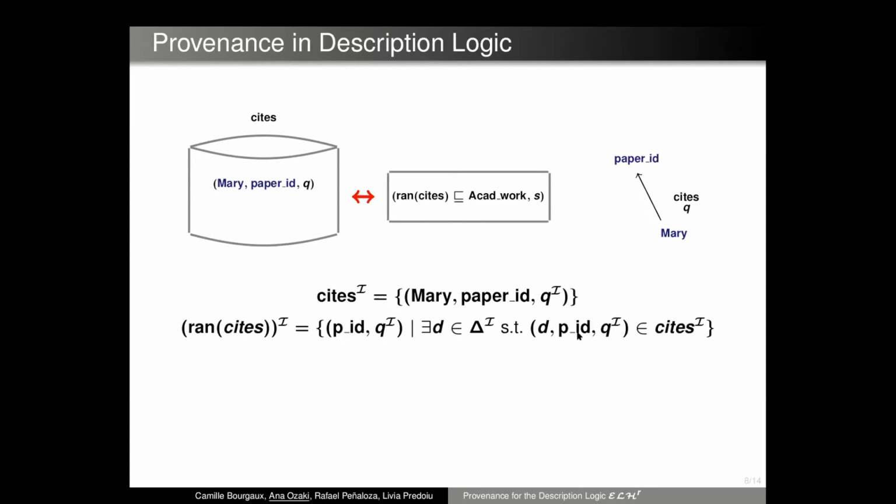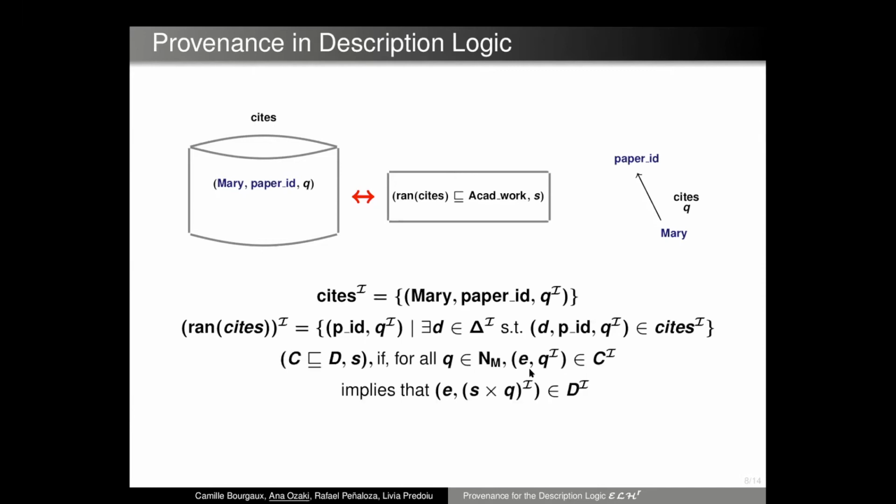So just replacing this with our example, we have that paper ID, which is in the range of cites, is going to be in the extension of this concept expression. And our semantics says that if we have a concept inclusion, where we have C implies D annotated with S, and an element is in the extension of C with provenance Q, then it should be in the extension of D with provenance S times Q. So essentially we propagate the provenance information.